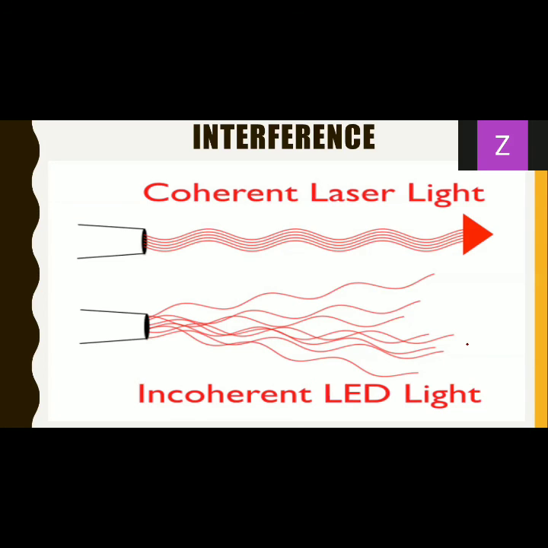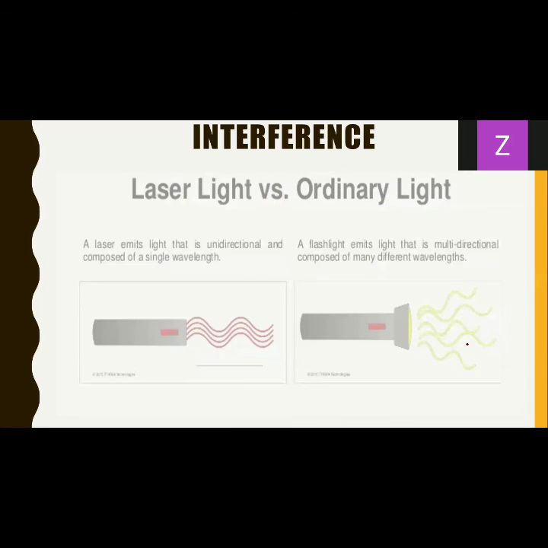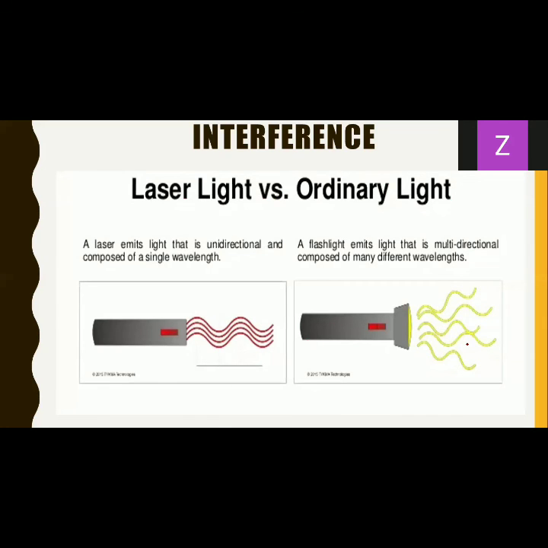Okay, so once again I have another picture as well which gives you a proper idea. A laser is a coherent source, because we know it's unidirectional, it goes in the forward direction only, and has a specific wavelength of a specific color.